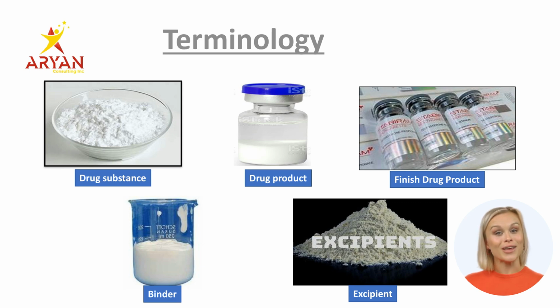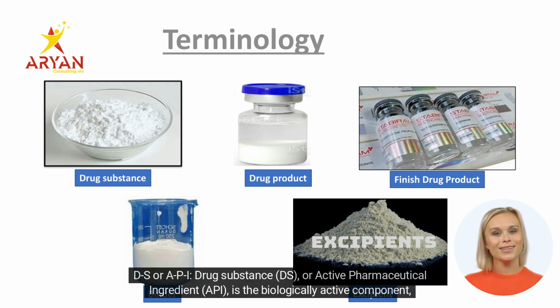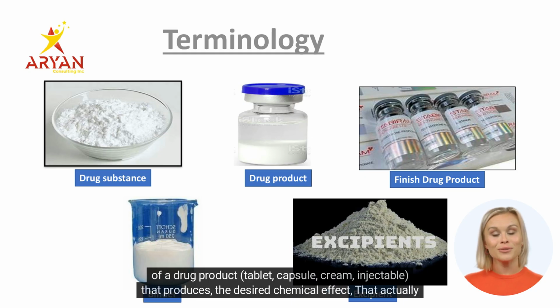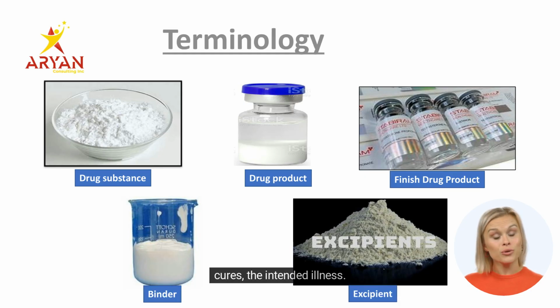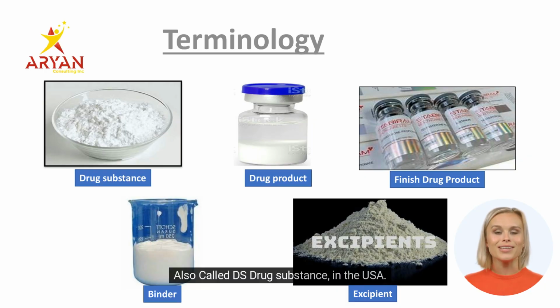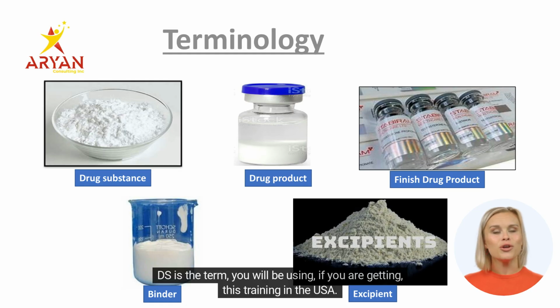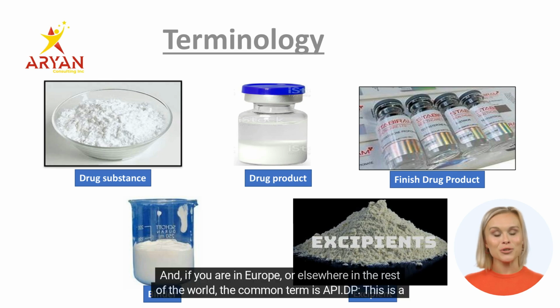DS or API, drug substance. DS, or active pharmaceutical ingredient, API, is the biologically active component of a drug product, tablet, capsule, cream, injectable, that produces the desired chemical effect that actually cures the intended illness. Also called DS, drug substance, in the USA. DS is the term you will be using if you are getting this training in the USA. And if you are in Europe or elsewhere in the rest of the world, the common term is API.